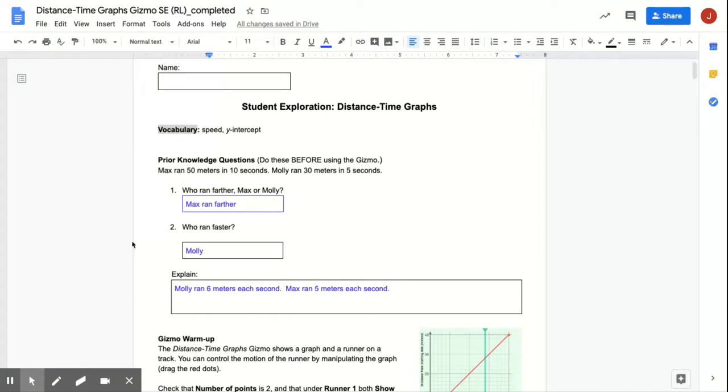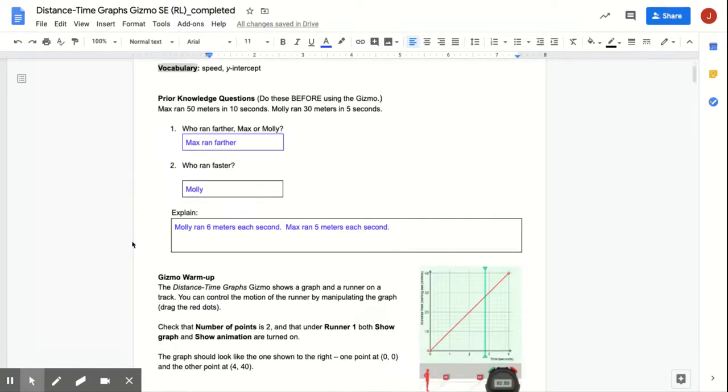So, prior knowledge questions. Max ran 50 meters in 10 seconds and Molly ran 30 in 5. Who ran further? Max did run further, but Molly was faster. Molly ran about 6 meters per second, where Max ran 5 meters each second.